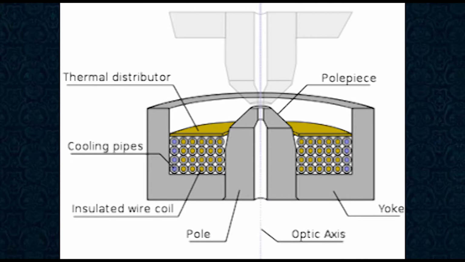The focusing devices in the transmission electron microscope are designed to mimic the effects of optical lenses. The majority of these lenses do so by utilizing electromagnetic coils to generate a convex lens. Because of the high currents necessary to generate strong enough magnetic fields, cooling pipes and a thermal distributor are required to maintain the integrity of the device.